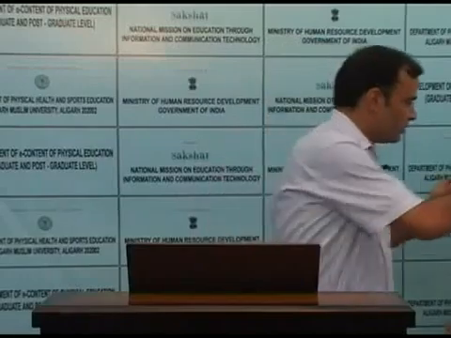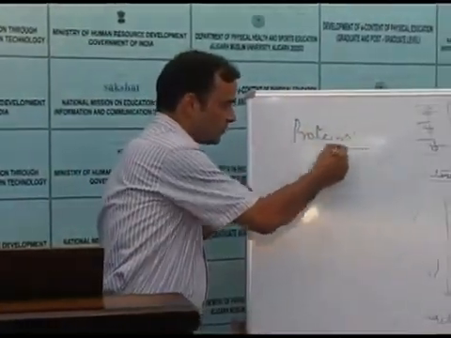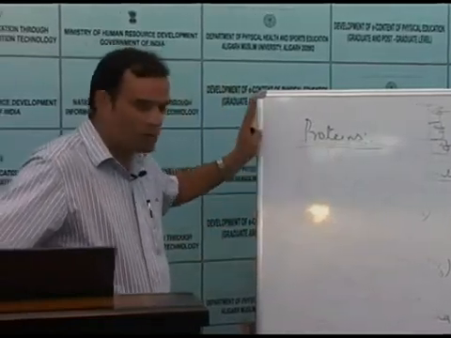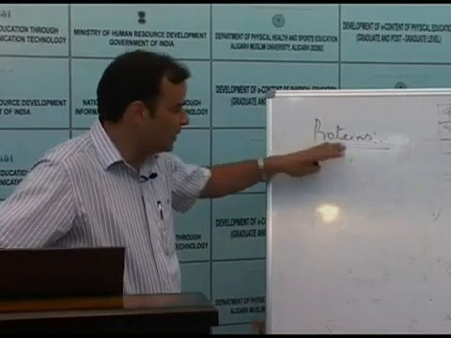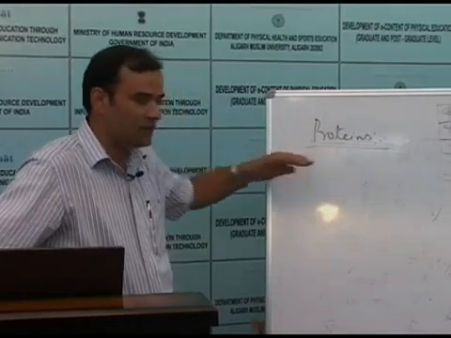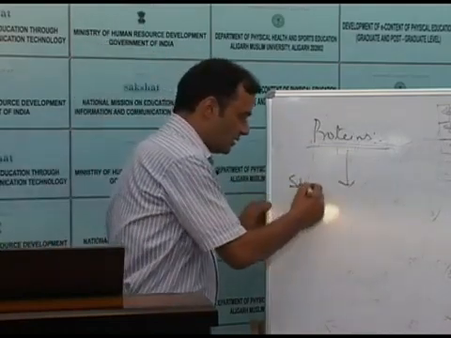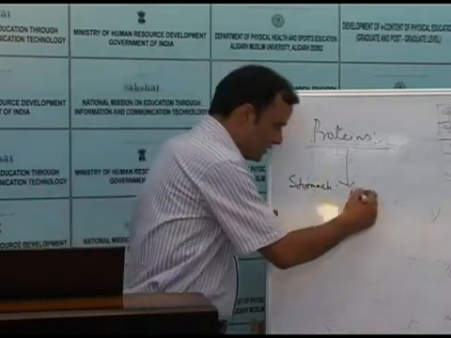Now the other food component is the proteins. Proteins are very essential nutrients of our body. We have so far discussed the digestion of carbohydrates and fats. Now we will discuss how the proteins are digested. The digestion of protein starts in the stomach, where the enzyme pepsin is secreted.